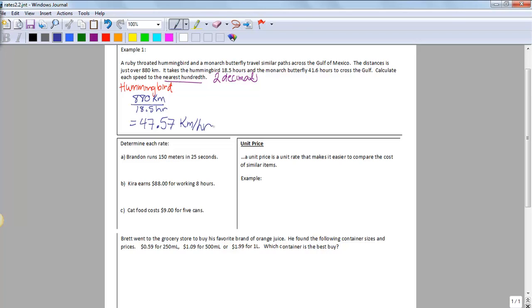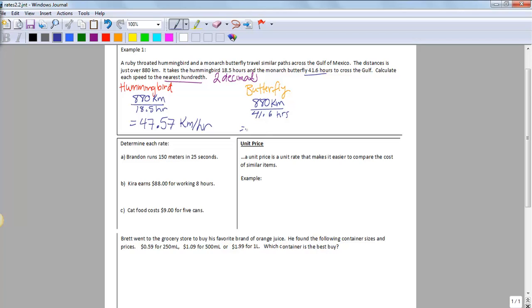That's pretty fast, right? That's how fast you drive in the city, about 50 kilometers per hour. So let's do the butterfly and see how fast this butterfly goes. It's a long way for a little butterfly to go. Even a hummingbird, eh? So we have the same distance, that 880 kilometers, but this one takes 41.6 hours.